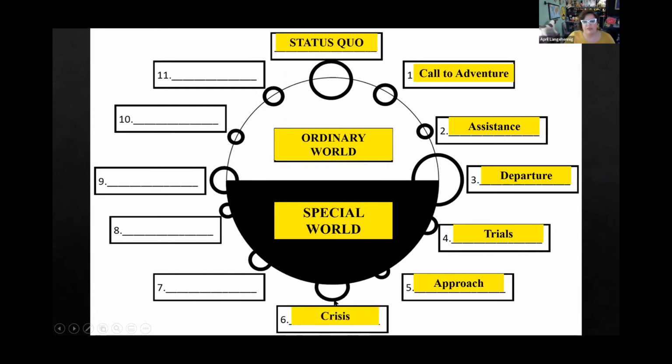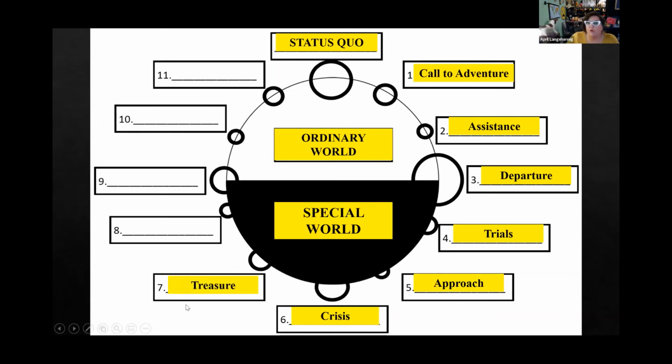but this is up to our crisis. This is our biggest moment, right? Our biggest moment. You can think of the word crisis also meaning climax, normally happening right here. So it's at our highest point of our special world journey.